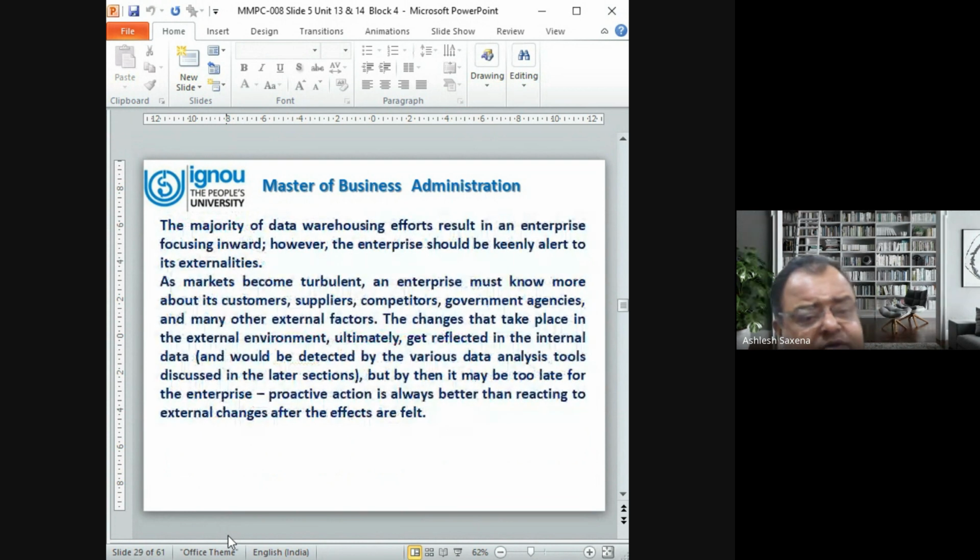The majority of data warehousing efforts result in an enterprise focusing inwards. However, the enterprise should be keenly alert to its extremities. As the market becomes turbulent, an enterprise must know more about its customers, suppliers, competitors, government agencies, and other external factors. The change that takes place in the external environment ultimately gets reflected in the internal data. But by then, it will be too late for the enterprise. Proactive action is always better than reacting to the external change after the effect has been felt. That means you have to be on your toes every time an external change has to be incorporated into the system.